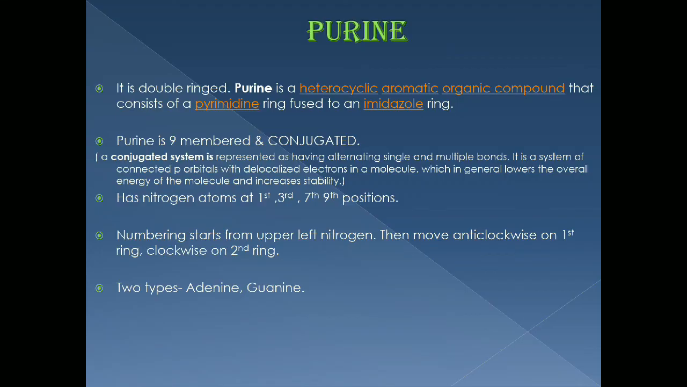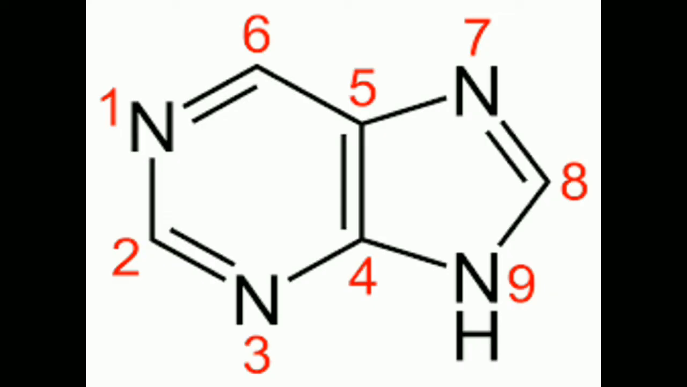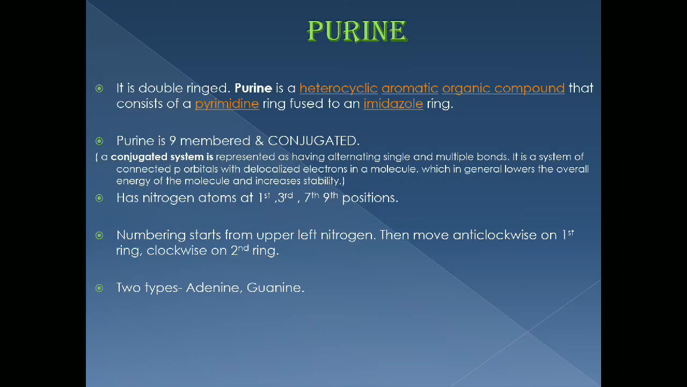Moving to the next point, purine is 9-membered and conjugated. I explained what conjugated is, and it is 9-membered. The number of atoms present in both the rings together is equal to 9, and hence we can say that purine is 9-membered. The third point is that it has nitrogen at first, third, seventh and ninth position.